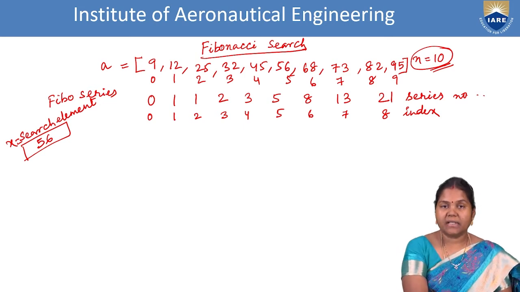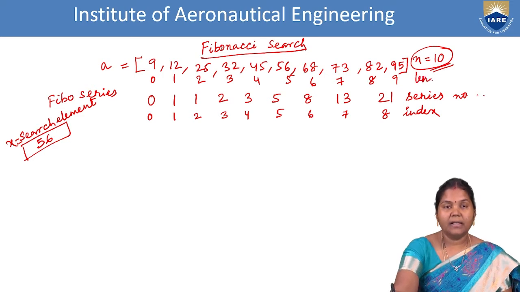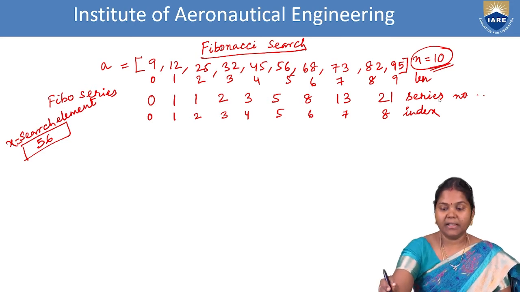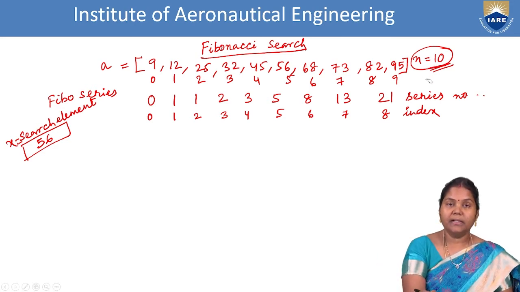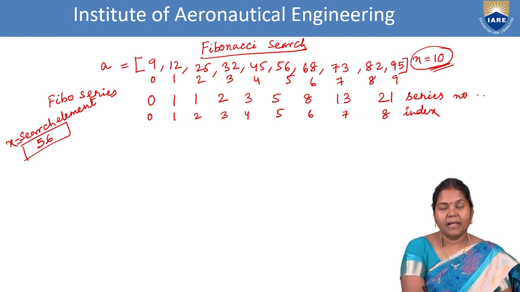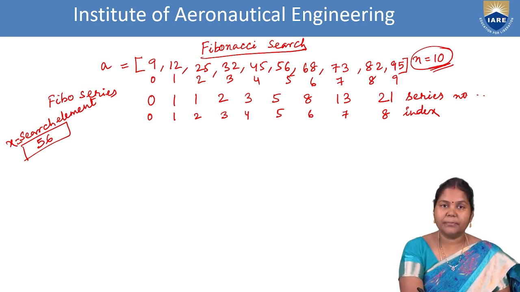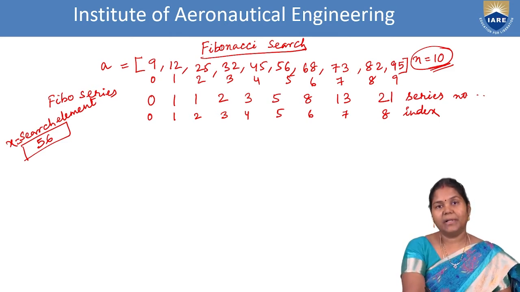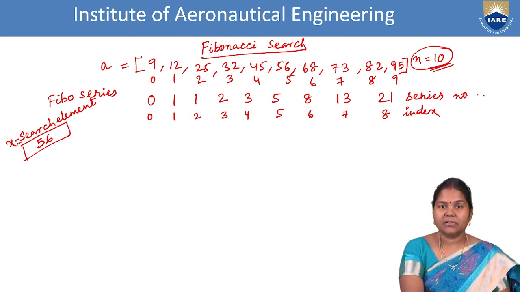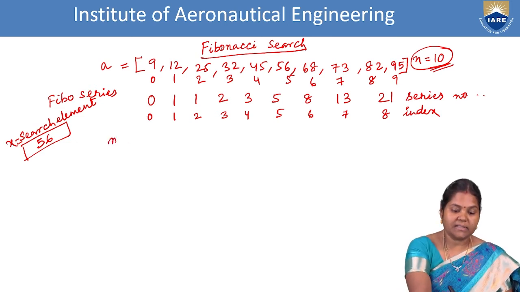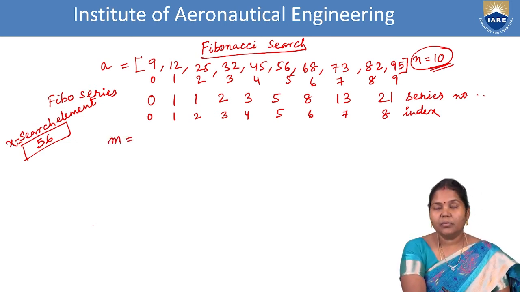Now, how to start the process? What is the length of this particular array? There are 10 elements. So, we will need a value from where we have to start searching. In binary search, normally we divide the list into two halves by finding the mid element and we start searching from the mid element. But in Fibonacci search, we have to find a value. Let us take a variable called m, from where we have to start searching for this element 56.